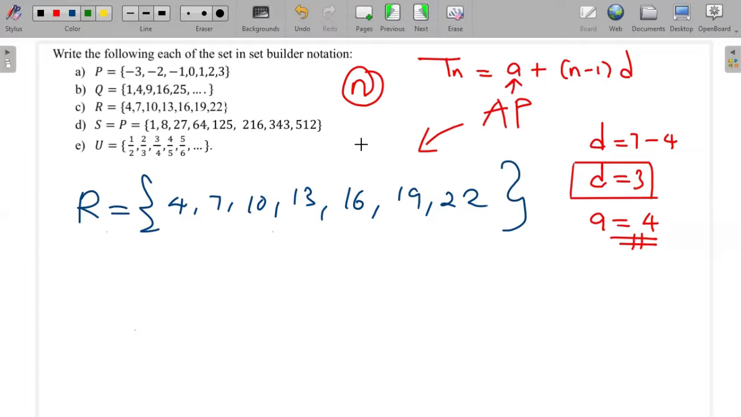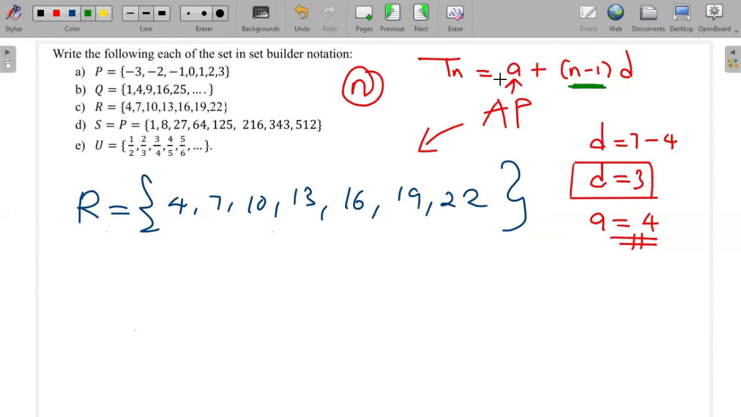So what is changing here? Let me write it like this. What is changing here is actually just this part, the n minus 1. That's what will be changing, because a is the first term, so it's constant. It will forever be 4 in this set. d is the common difference. It will forever be 3 in this set. But n minus 1 will be changing depending on the element that we are dealing with.